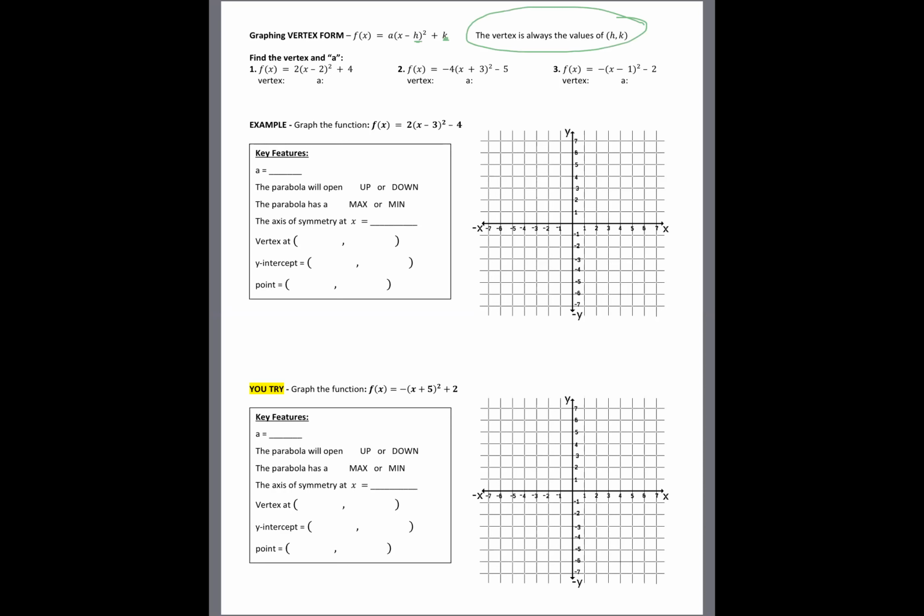Okay. So remember, whatever you see in there with the H, we always do the opposite of. Remember to take the opposite of the sign that's in there. So if you look at number 1, if I'm going to find the vertex of this thing, I want the opposite of that, comma, that. So that means my vertex is at 2, comma 4. The value of A is just whatever number is out here. So the value of A is just 2.